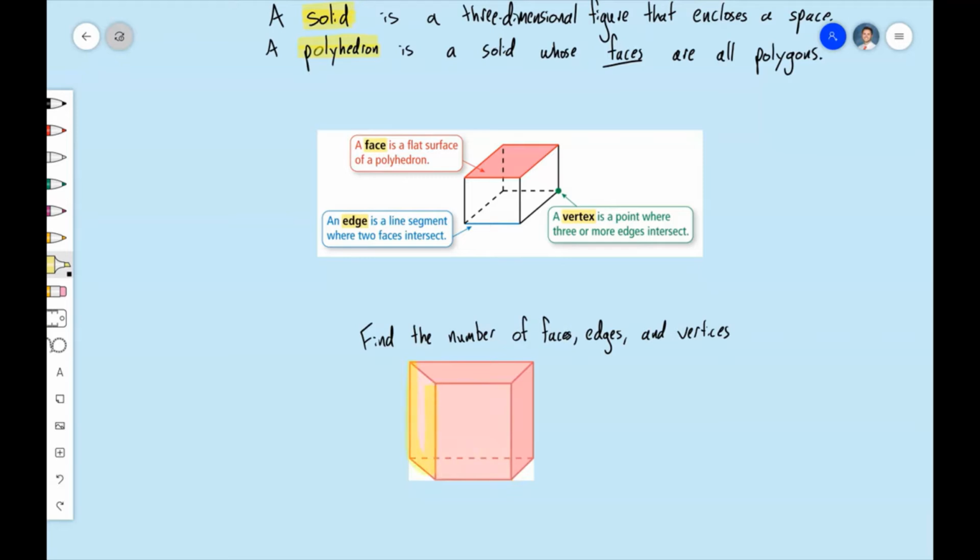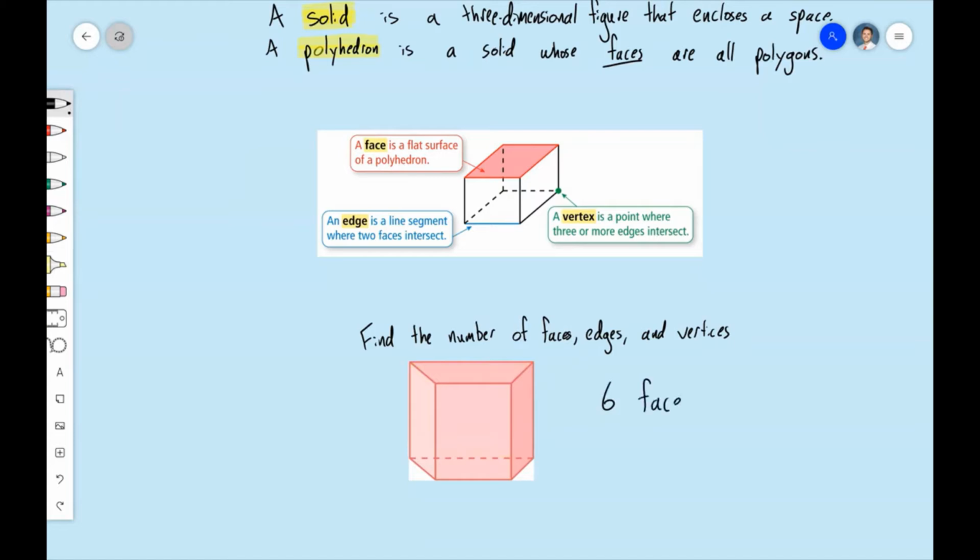Here's a second face. A third face. A fourth face. A fifth face. And then in the back here would be a sixth face. So this figure has 6 faces.